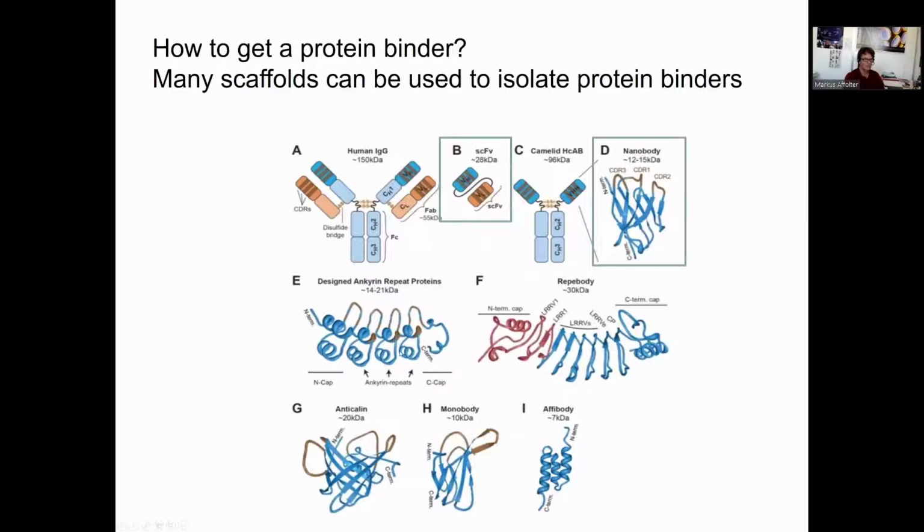Again, Shinya will talk a little bit about that. So this is all synthetic. It's all robotized. There are repebodies, there are DARPins, there are anticalins, there are monobodies, there are affibodies. Each of them has a company. Ablynx has been bought now by Sanofi for 1.2 billion to generate nanobodies against any interesting things. Molecular Partners is the company for the designed ankyrin repeats, and the sky is the limit. You find a binder against your protein, against a phosphorylation site of your protein. Even against nucleic acids, you can find proteins.